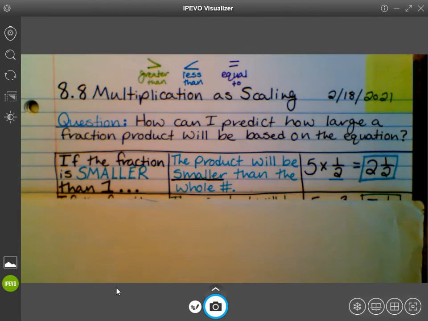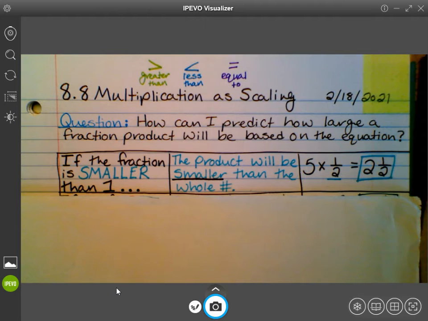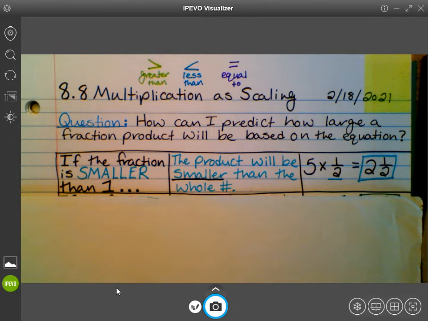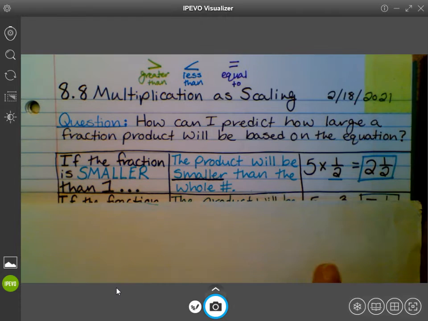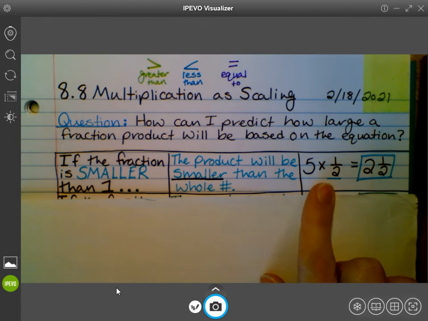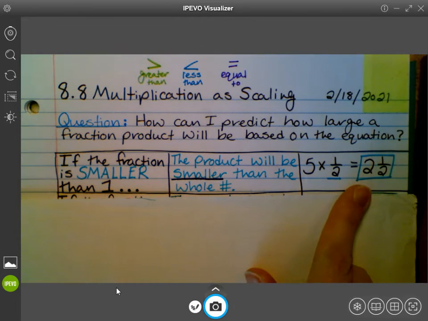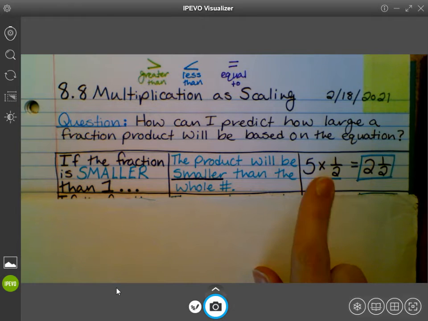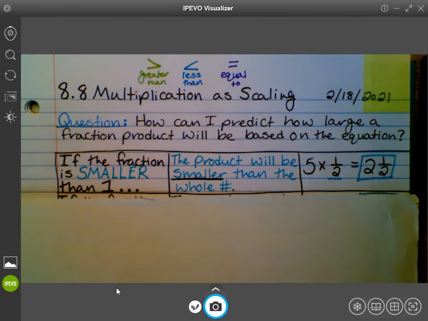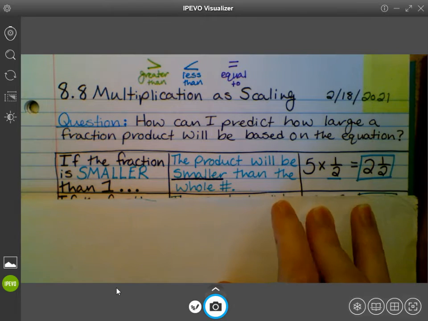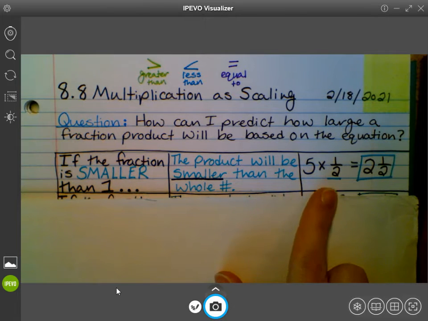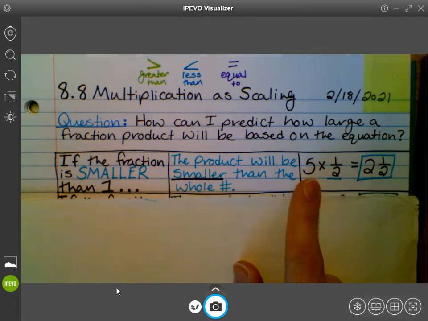Okay, so all of the problems that we're looking at are going to have a whole number. In this equation, we have 5 times 1/2. I solved it, though you're going to be doing this without solving them, so that you could see the specific answer. Whenever we have a whole number and we're multiplying it by a fraction that is smaller than 1, so anything less than 1, in this one, 2 over 2 would be 1. Anything less than that is going to be smaller than the whole number we're multiplying it by.